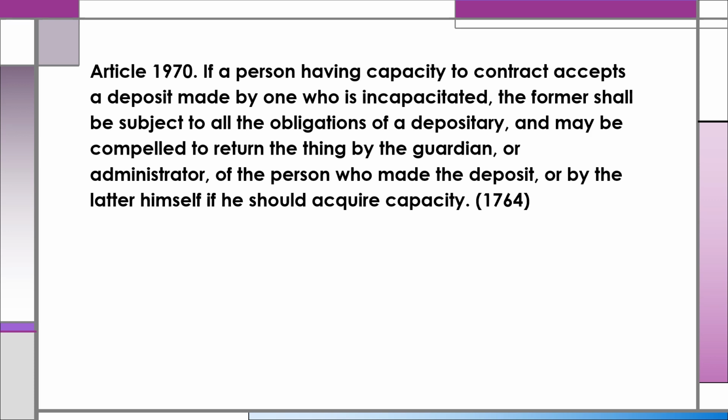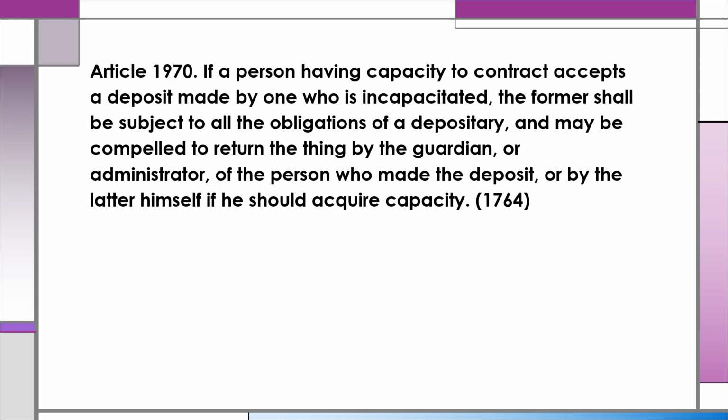Sino-sino mga kinoconsider natin incapacitated? Number one, a minor, a person below 18 years old, incapable of giving consent, he cannot enter into a contract. An insane person, demented, a deaf mute who cannot write, somebody who is under hypnotic spell, somebody who is in a state of intoxication. These are incapacitated under the law.